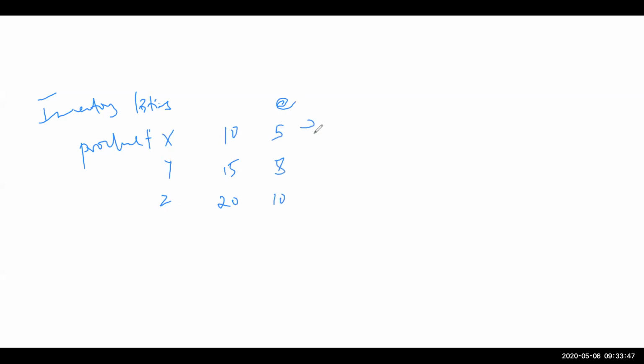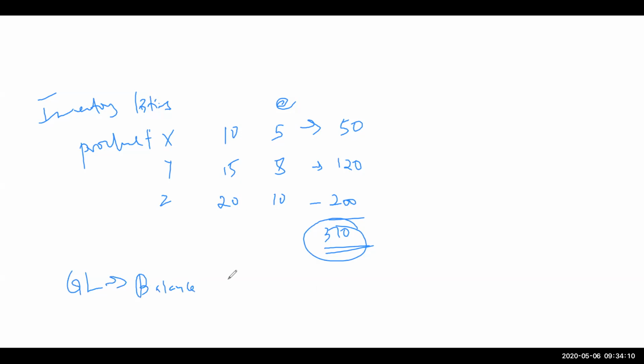Therefore the total value is going to be 50. This is going to be 15 times 8 to give us 120. Then this is 200. The total value ought to be equal to 50 plus 120 plus 200, which is 370. Therefore, this total needs to appear in the GL. So you, as a company, prepare the GL, upon which you extract the values for the balance sheet.